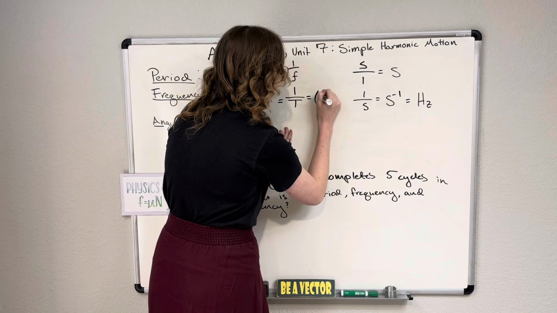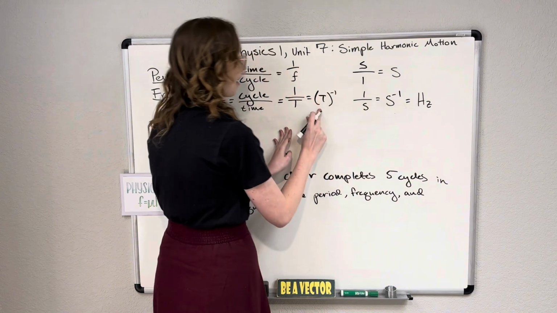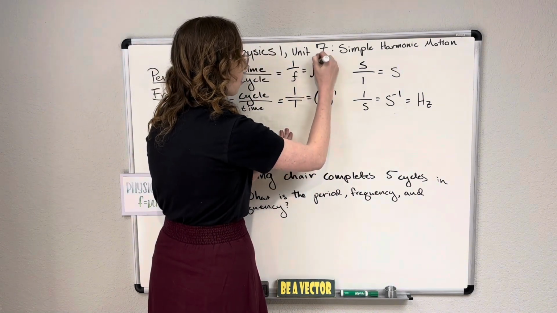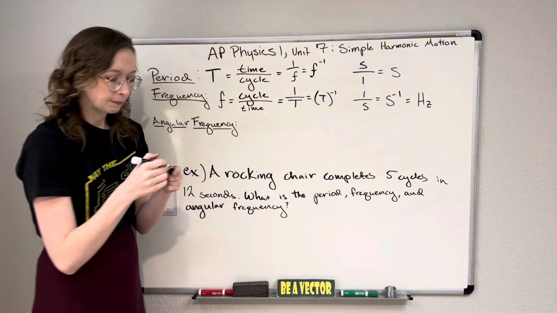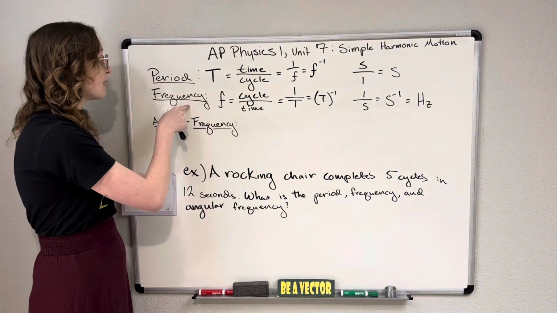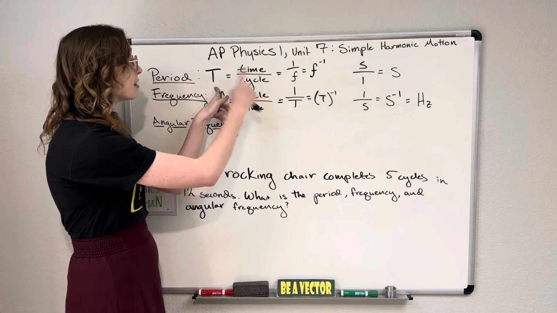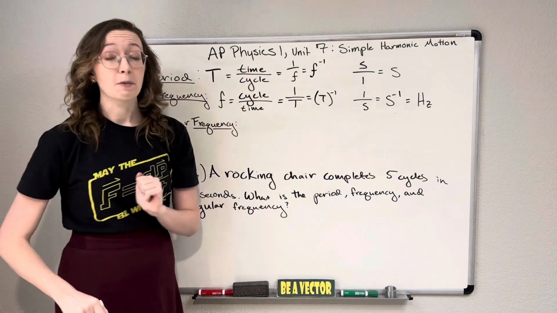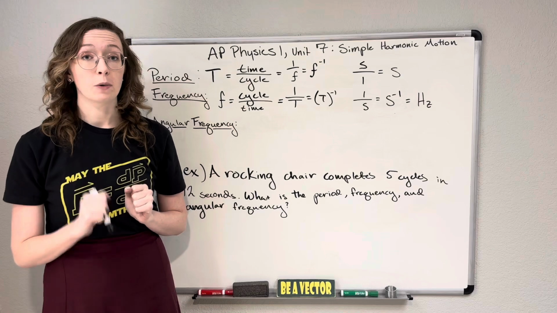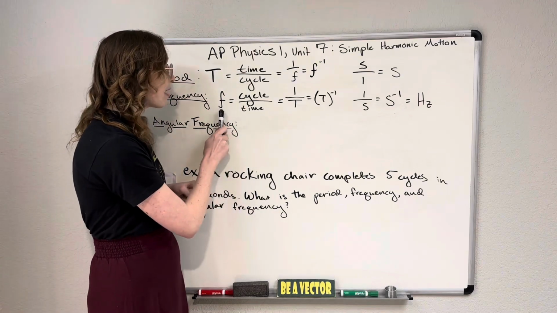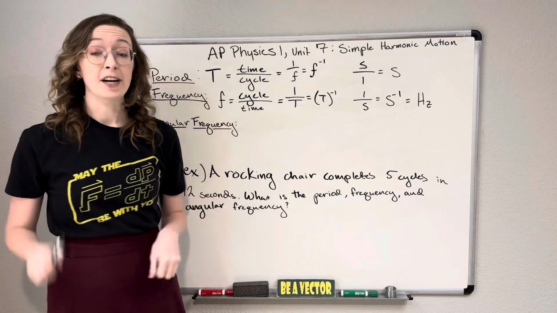Or I could rewrite this just for funsies and a little practice as our period to the negative 1, or our frequency to the negative 1 power. So to get between frequency and period, you just flip them upside down. This top equation, that our period is equal to 1 divided by frequency, is on your AP Physics 1 equation sheet. This bottom one, that frequency is equal to 1 divided by period, isn't.